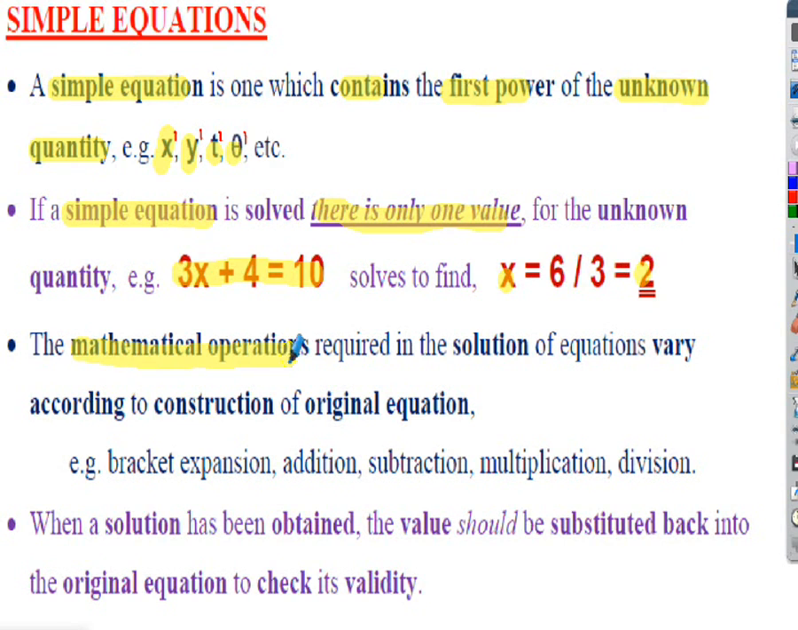The mathematical operations required in the solution of these equations vary according to the construction of the original equation. So sometimes we may be required to expand brackets, or add terms to both sides, subtract terms from both sides, multiply terms of both sides, or divide terms both sides. When a solution is obtained, the value can be substituted back into the original equation that we were given in the question to check its validity, as the left-hand side should have the same numerical value as the right-hand side when the value of x is substituted back.